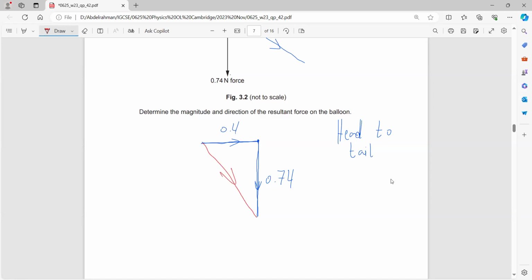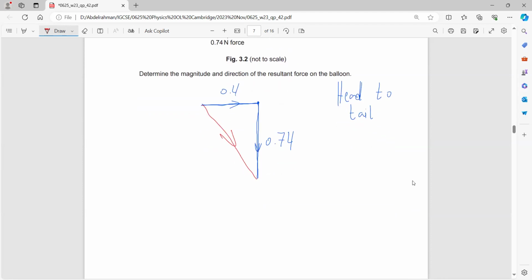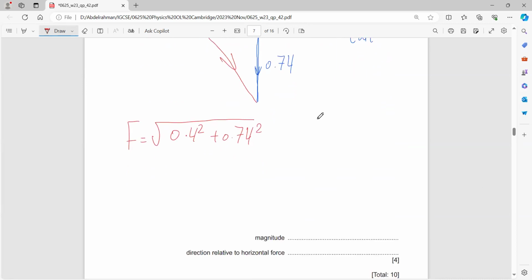How can I calculate the resultant force? This would be easy. Can someone tell me? It's 0.4 and 0.74. We're going to square both of the numbers. Pythagoras, right? We're going to use Pythagoras. So square root of 0.4 squared plus 0.74 squared, which would give me a magnitude of 0.84 newtons.